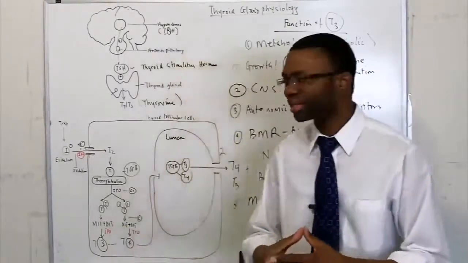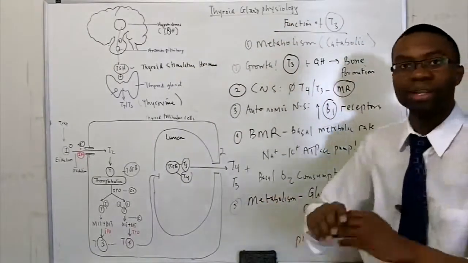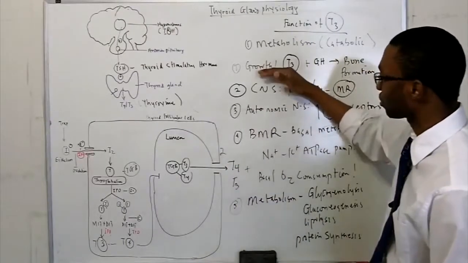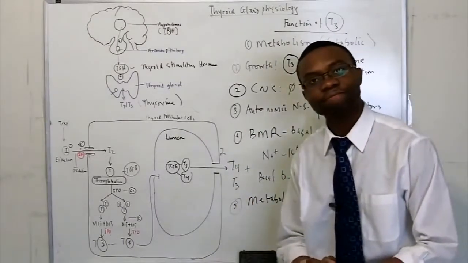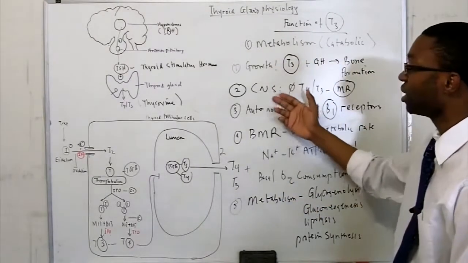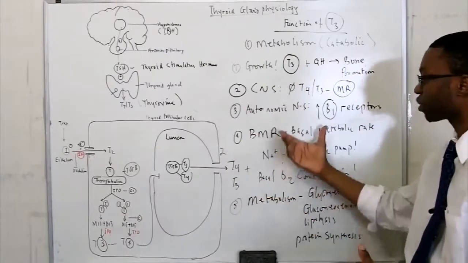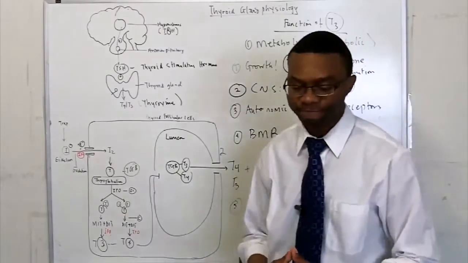So in summary, if we had to take all this and condense it into one thing, we can say the thyroid gland is needed for growth and metabolism. That's it. That's the bottom line. Growth, metabolism. CNS maturation is growth. Basal metabolic rate, all of this stuff is metabolic stuff going on in our bodies.